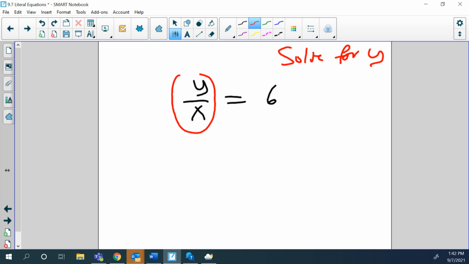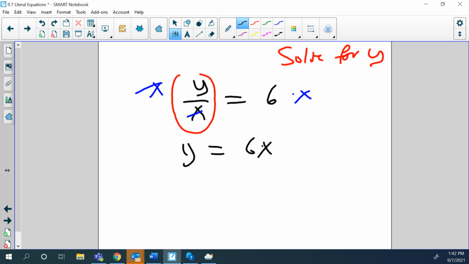So to get rid of the x, right, I have to multiply. So I'm going to multiply this by x, also this by x, and so the x goes away now. So I'm left with just y is equal to 6 times x, right, or 6x. So whenever you have a fraction, look at it's a division going on, and you got to perform the opposite operation to eliminate the variable.